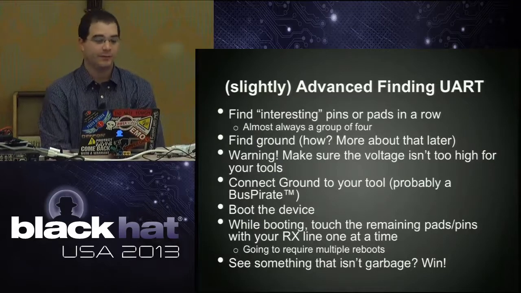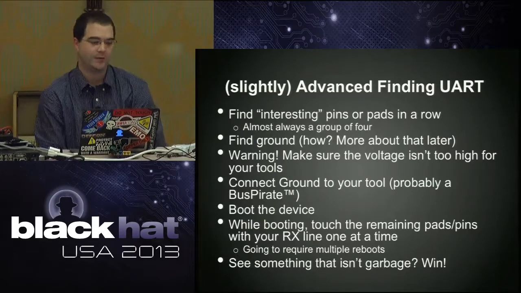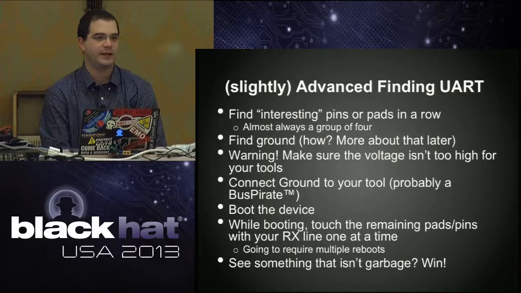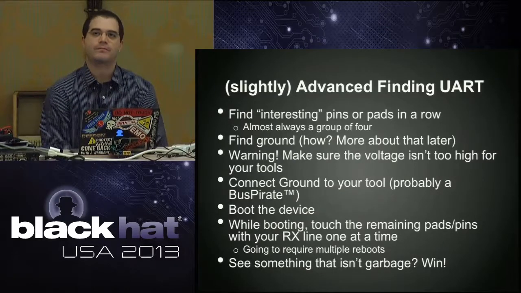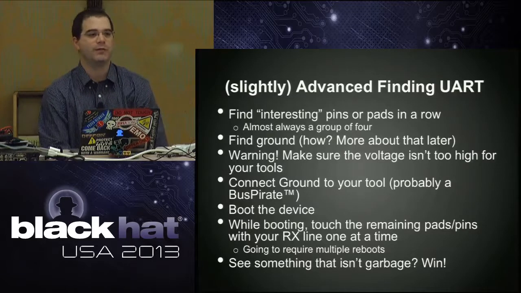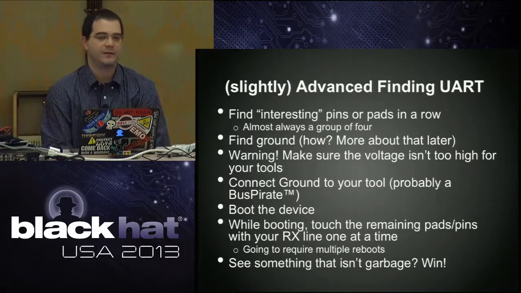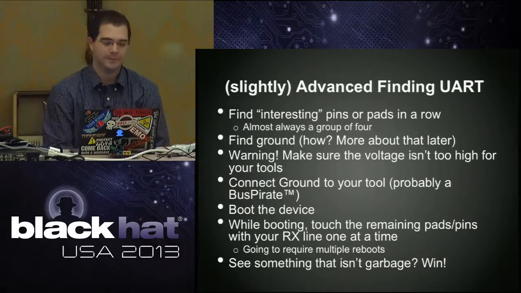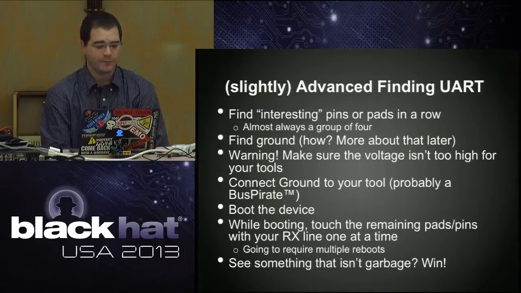So this is the rough flow of how you do it. You find interesting pins or pads in any configuration on the PCB. Could be four vias in a matrix, for instance, or a row of pins, a row of holes. It has nothing to do with anything you see on the board, or you follow lines coming from the CPU onto some pins. Once you map those out, you need to find ground, which is easy. We'll talk about that later.